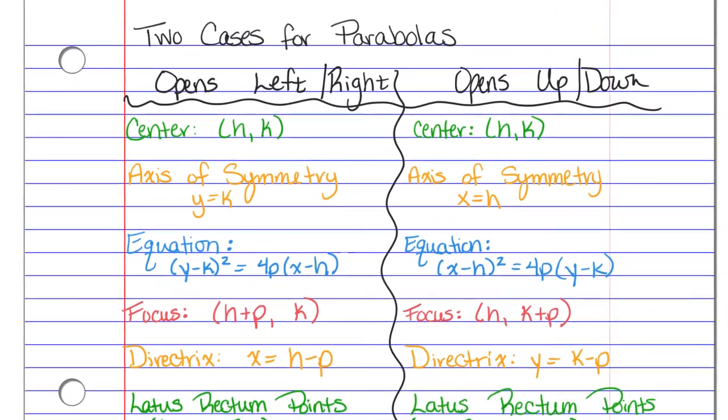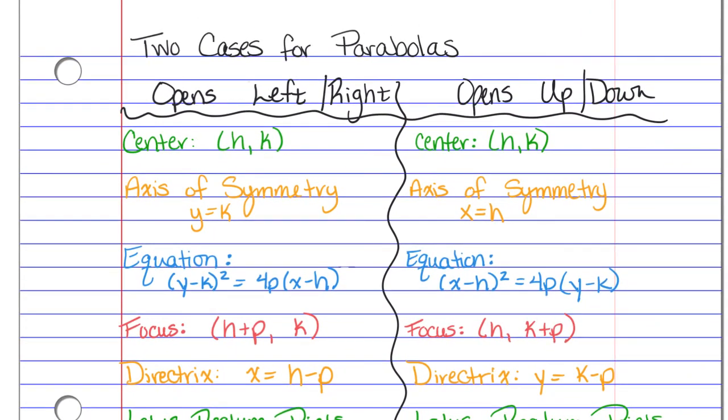We have two cases of a parabola. We have parabolas that open left and right. Those parabolas might look something like this. Let me get just a little sketch here. It could open to the left, or it could open to the right.